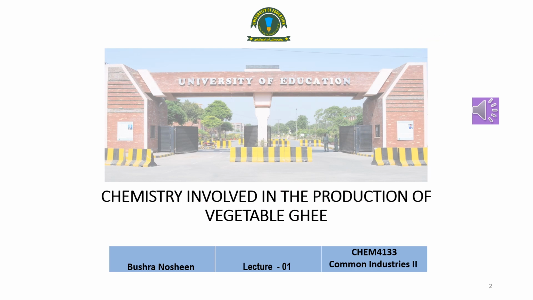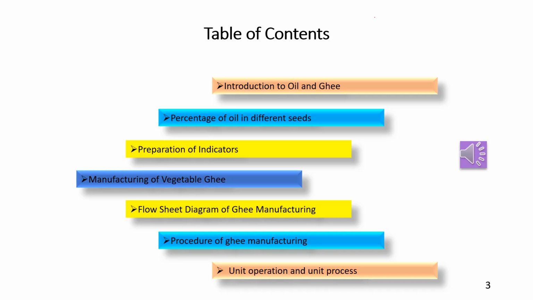Lecture 1: chemistry involved in the production of vegetable ghee. Here is the table of contents: introduction to oil and ghee, percentage of oil in different seeds, preparation of indicators, manufacturing of vegetable ghee, flowsheet diagram of ghee manufacturing, procedure of ghee manufacturing, unit operation and unit process.